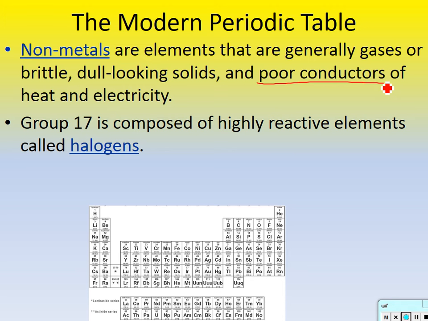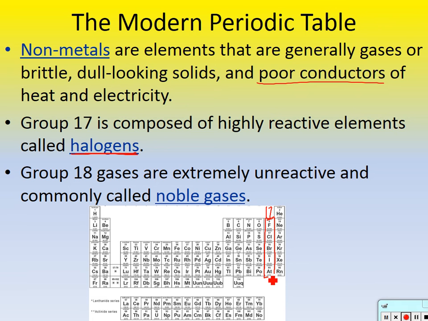Okay, another family that we've got to know. Group 17 is right here. These guys have a family name. What is it? Group 17 is composed of highly reactive elements called the halogens. So that's another test question. Group 17, what are they called? Not the hooligans, the halogens.